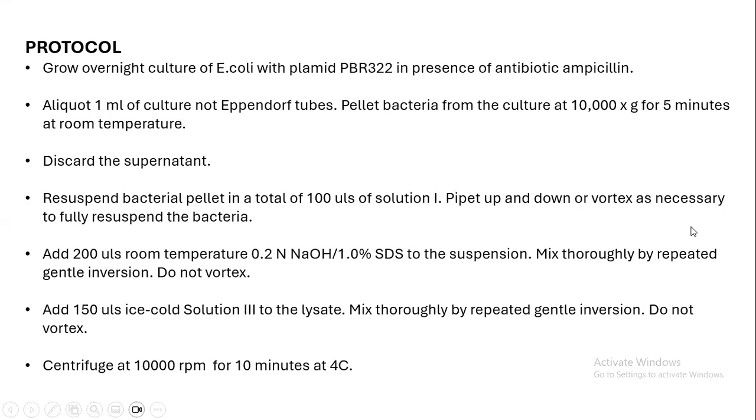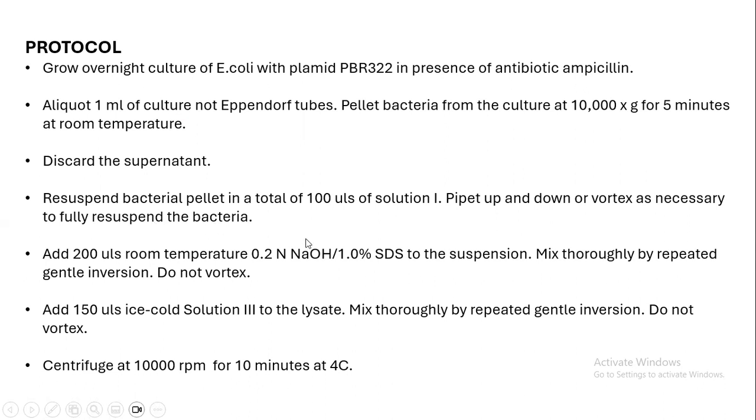Coming to the protocol, so first we need a culture of E. coli with suitable plasmid in presence of a suitable antibiotic such as ampicillin. 1 ml of the culture is then aliquoted into Eppendorf tubes and centrifuged at 10,000 rpm for 5 minutes. This will result in separation of the supernatant, and the pellet is formed at the base of the tube. The supernatant is discarded and the pellet is resuspended in 100 microliters of solution 1. We can pipette it here or also vortex in order to bring full resuspension of the bacteria in solution 1.